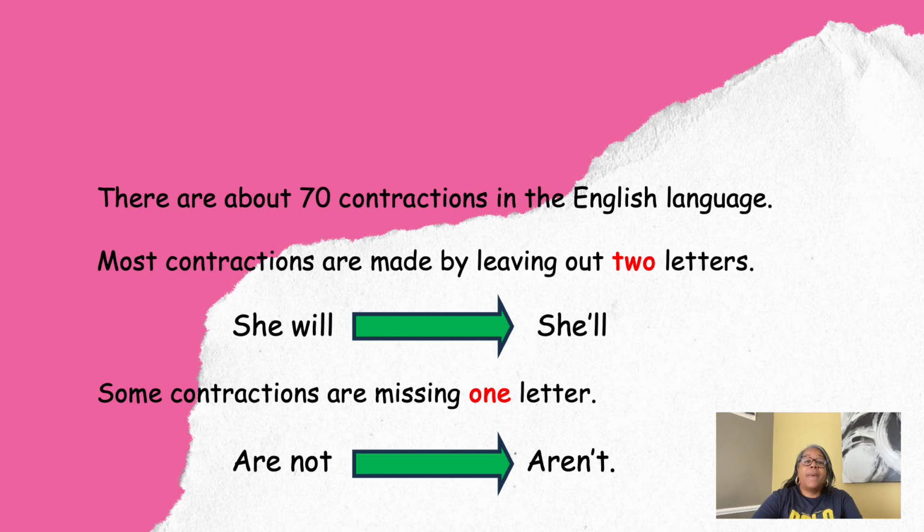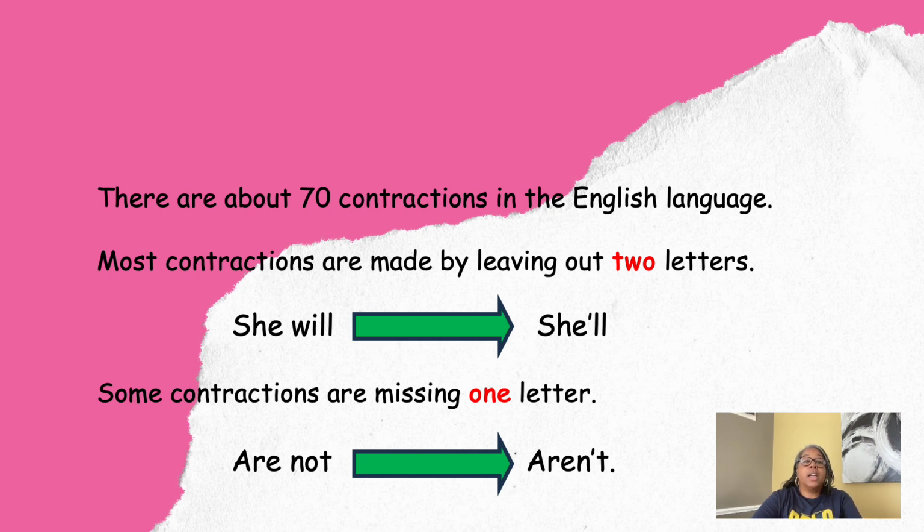Contractions. There are about 70 contractions in the English language. Most contractions are made by leaving out two letters. Example, she will became she'll. The W and I have been replaced by an apostrophe. Also, some contractions are missing one letter. Are not became aren't. The vowel O is replaced with an apostrophe.